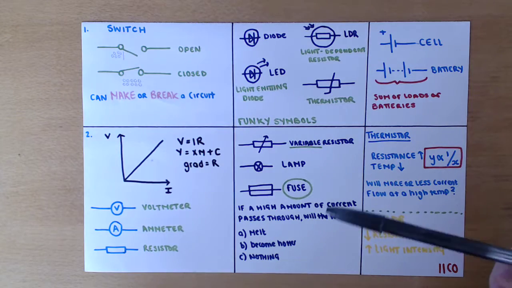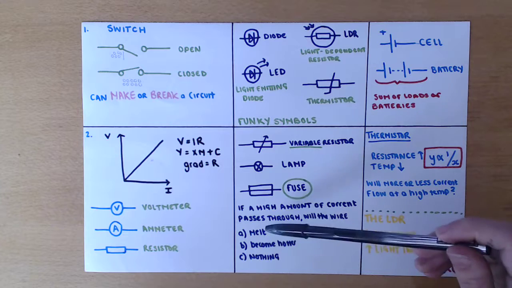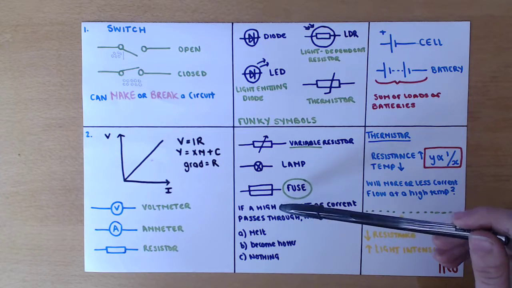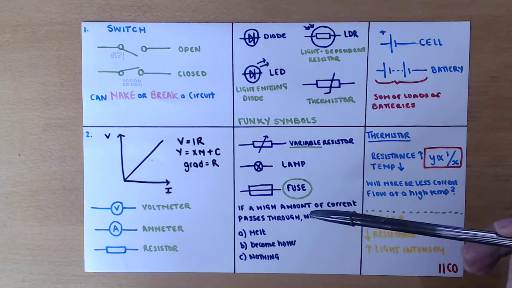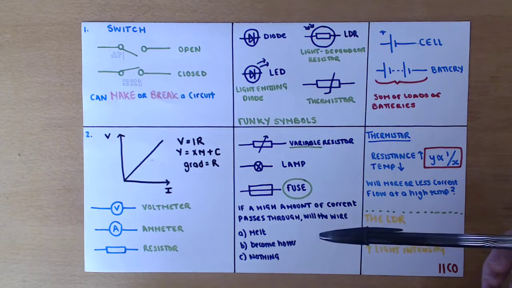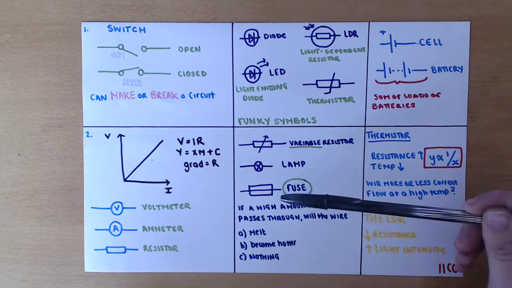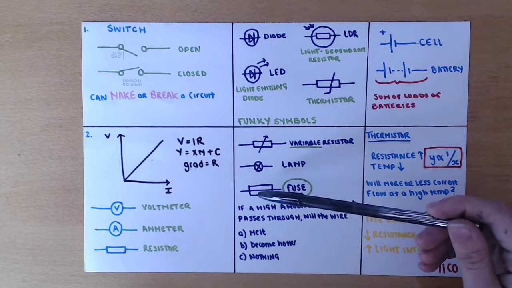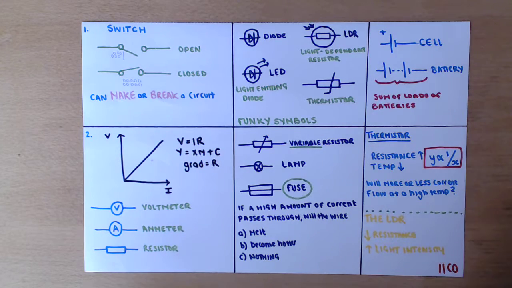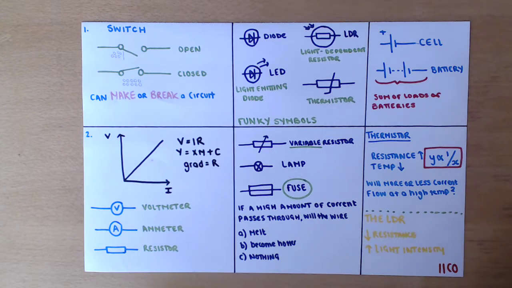Okay, as tempting as A sounds, it's actually B, because it doesn't specify here that there is a lot of current. If there's too much current, then it will melt and break the circuit. If you've ever heard the expression, oh, he's going to blow his fuse, it comes from this idea that when it gets too hot, the circuit breaks. But because the current passing through it is only a high amount, we're not sure if it melts or becomes hotter. But it's definitely not C, because something does happen.